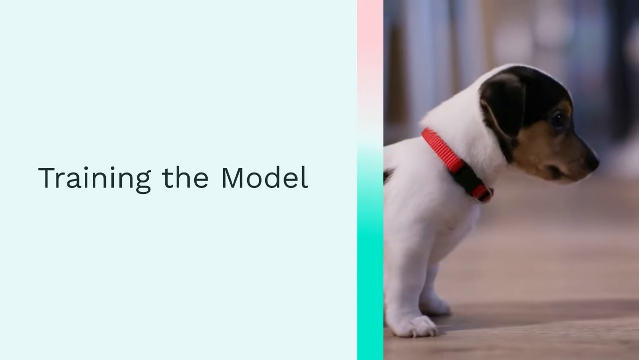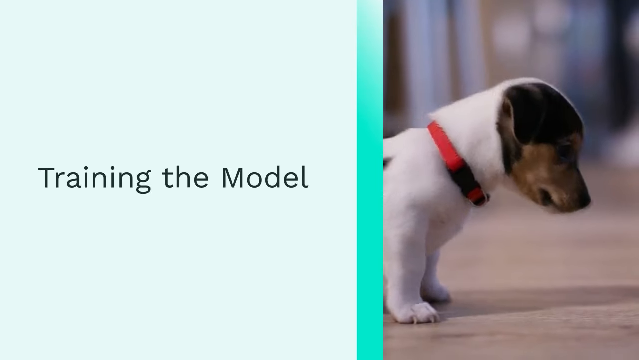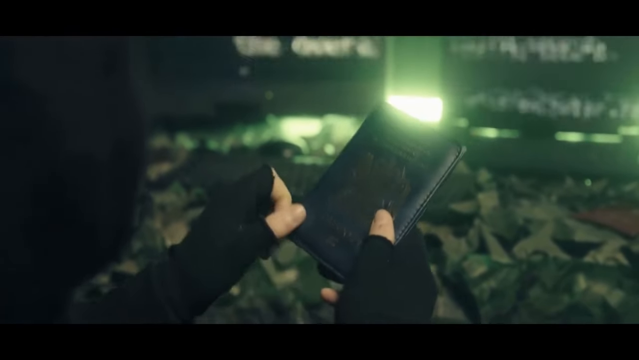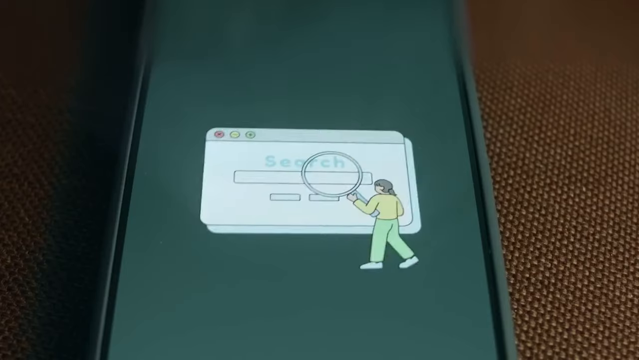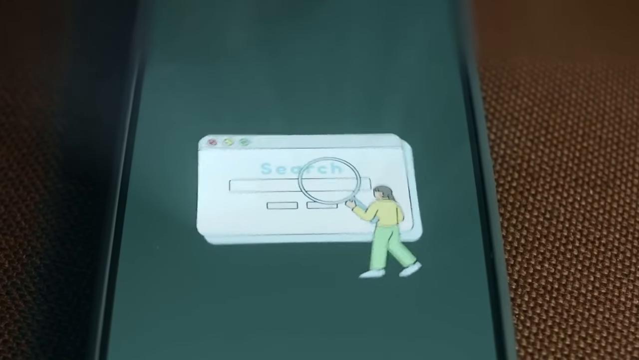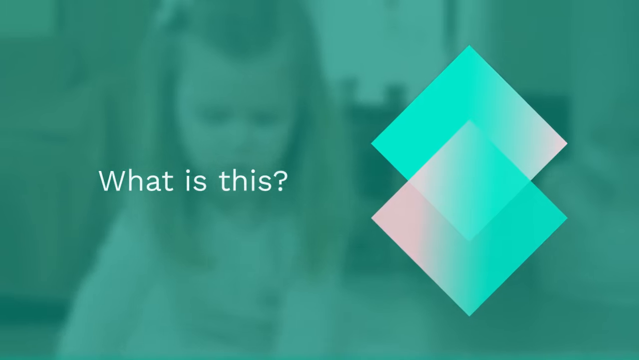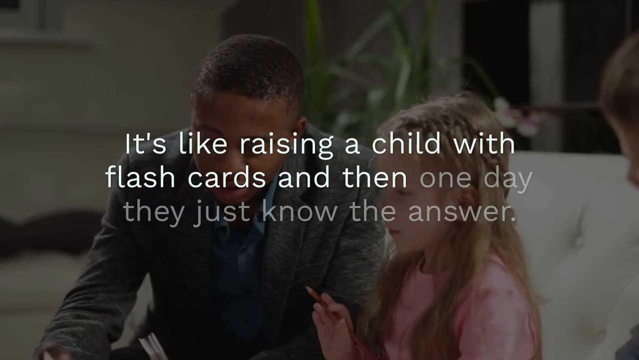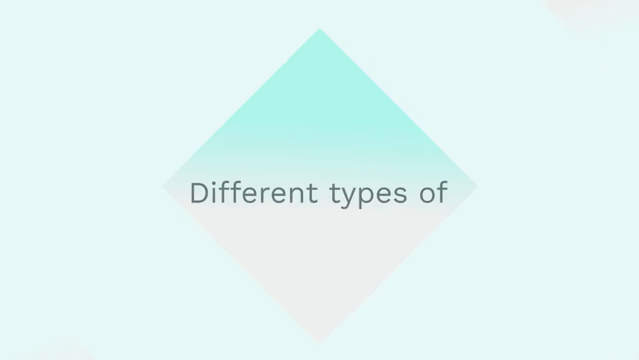Training the model. Here is where the magic happens. You feed the data into an algorithm, think of a recipe, and the machine adjusts its internal math until it starts to get it. Then the testing and prediction comes in. Now you give it brand new data and ask, hey, what is this? And it guesses with surprising accuracy. It's like raising a child with flashcards and then one day they just know the answer.